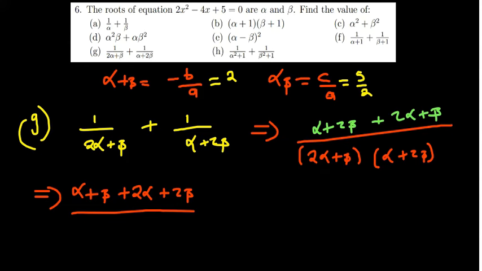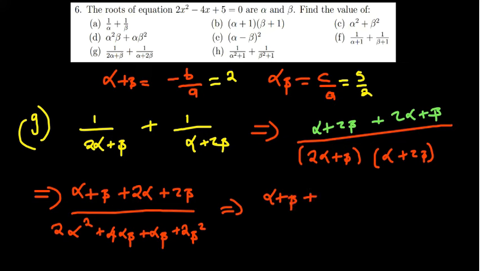On the bottom, we can continue multiplying. 2 alpha times that, you get 2 alpha squared. 2 alpha times 2 beta, you get 4 alpha beta. And then beta times alpha, you have alpha beta. And then beta times 2 beta, you get 2 beta squared. So you have alpha plus beta on the top, and then you can factor out the 2 so that you have alpha and beta.